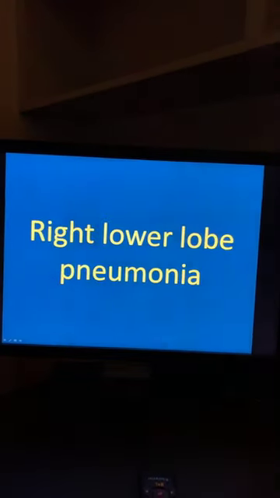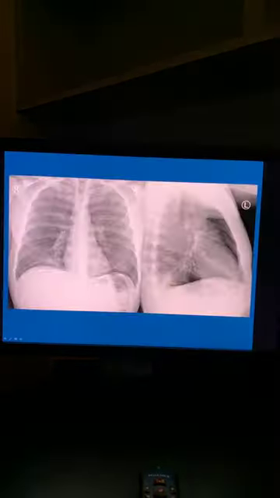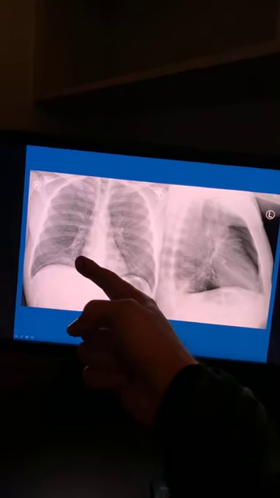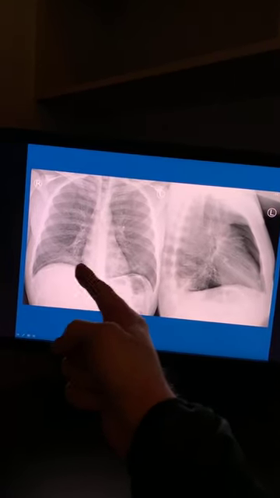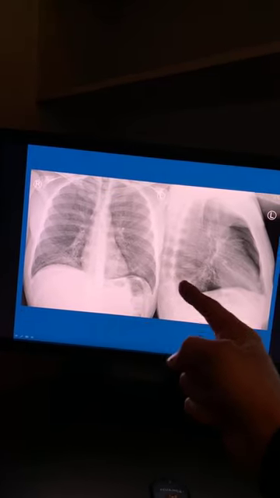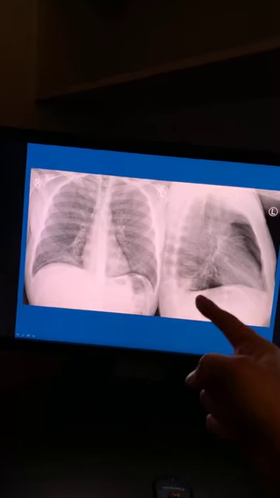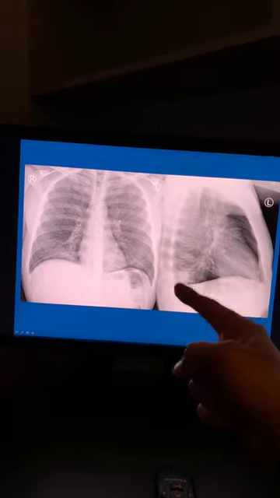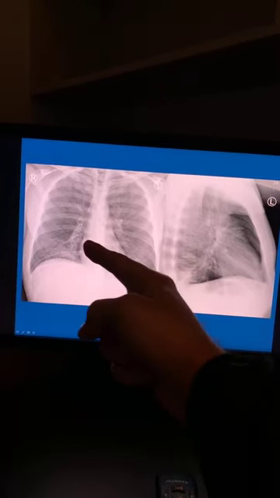You want to go back to the AP? See this right lower lobe pneumonia? Here it is. This is way too much. Yes, the hemidiaphragm you can see, but why is there so much opacification right there compared to the other side? And then what's going on back here? I told you, first of all, you better see a nice angle back there. There's way too much opacification.